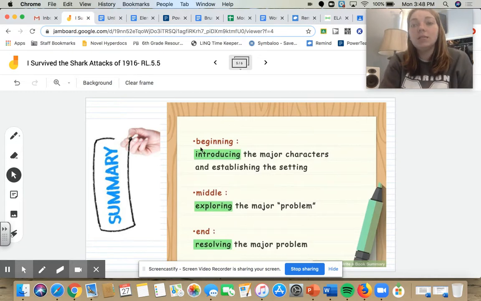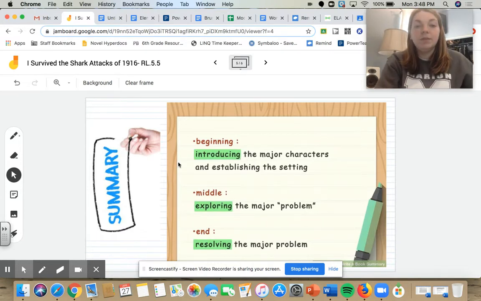Now, when we summarize a passage, a lot of times this year we've been trying to do it in like 1 to 2 sentences because that's how it would look on the EOG. But when you summarize a book, it's kind of hard to get enough information in 1 to 2 sentences. So when we think about summarizing a whole book, think more like paragraph length, okay?